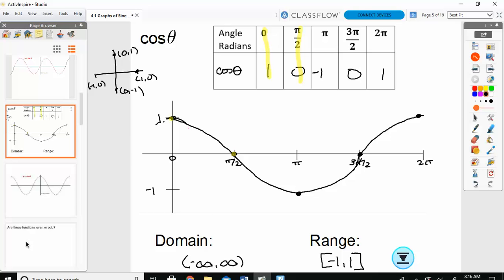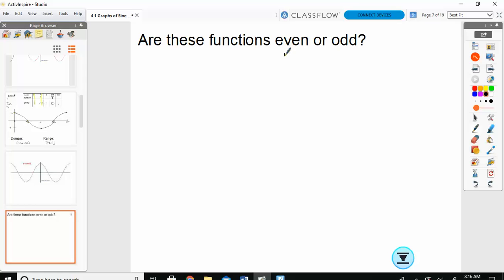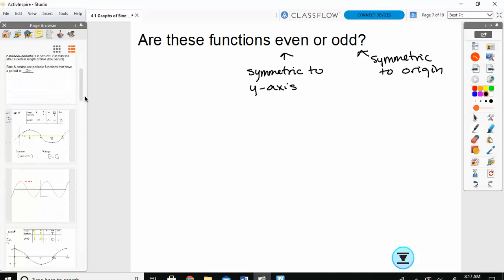I'm going to ask you another question. I want to know if these are even or odd functions. Even and odd, that's something we did in algebra. Remember, even means symmetric to the y-axis. Odd means symmetric to the origin. The O's go together. Odd is origin. Even is the y-axis.